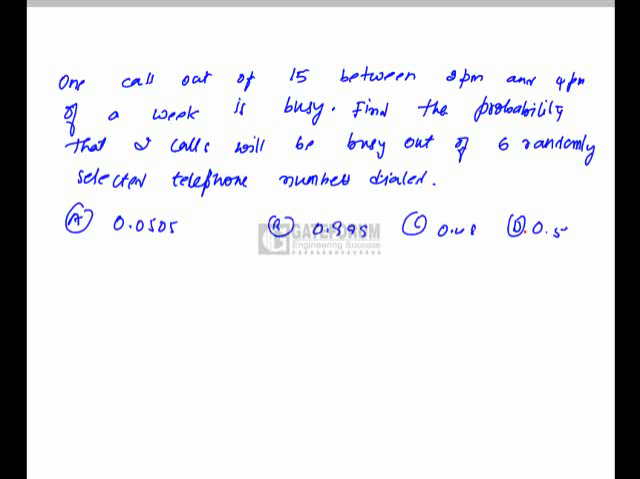Given that 1 call out of 15 between 2 p.m. and 4 p.m. of a week is busy, we have to find the probability that exactly 2 calls will be busy out of 6 randomly selected calls.